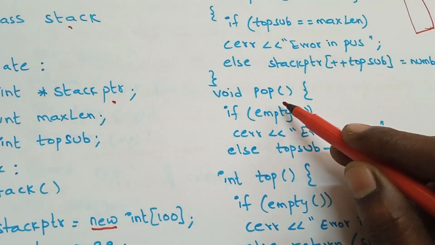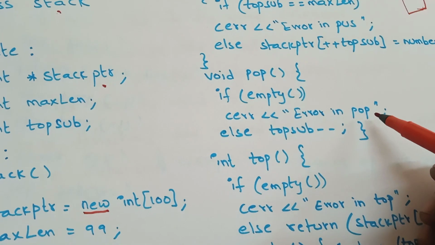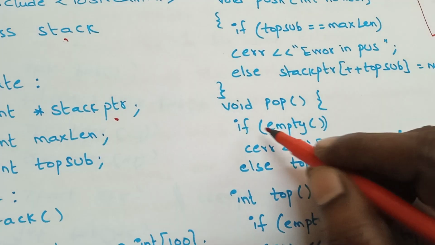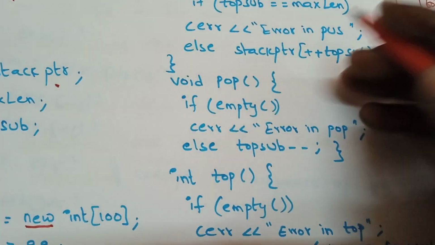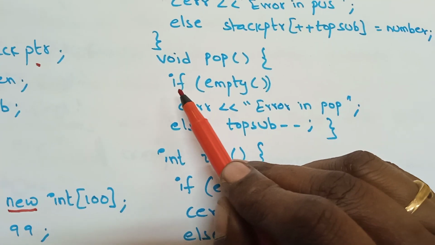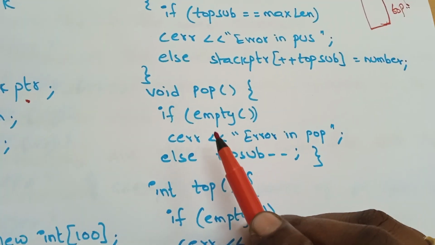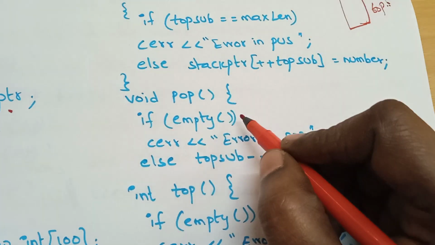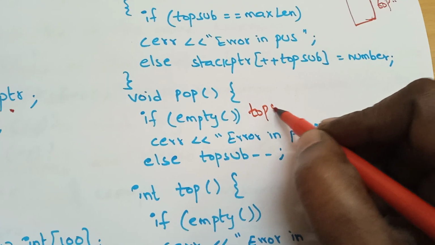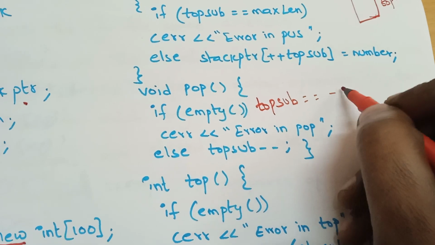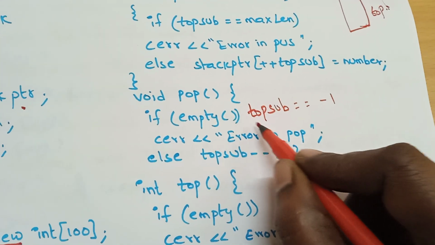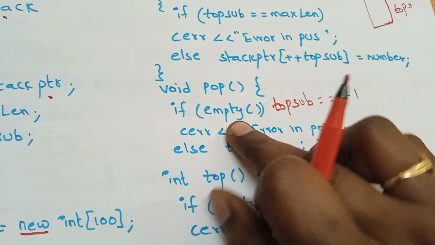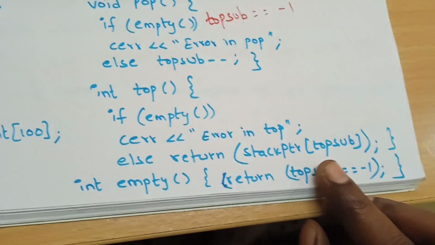So when it is empty, then error in pop. I'm sorry, I thought this had gone wrong. No, it is correct only, I got confused. When it is empty, you can also use one more condition. The condition is top sub equal to -1. You can take both the conditions, both will work. When the top value is -1, or else when it is empty, both will give you the same. If you look back at the empty function, we wrote the same logic.